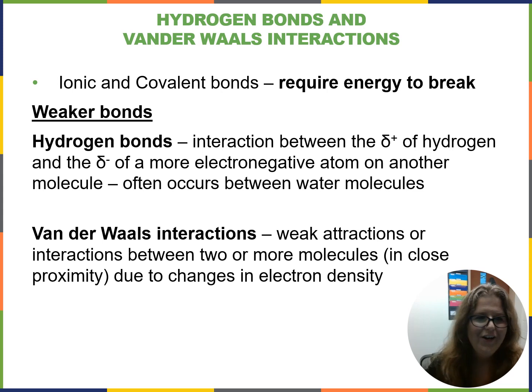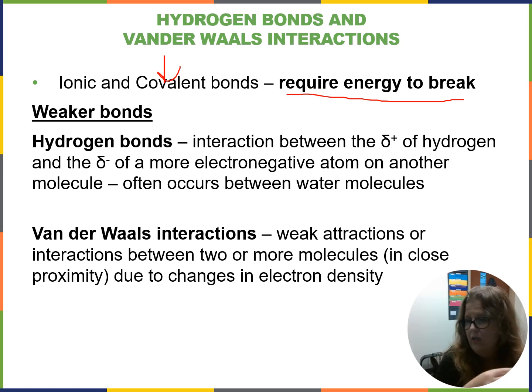So ionic and covalent bonds require energy to break. They are strong, and covalent is even stronger, but the weaker bonds are the hydrogen bonds and the van der Waals interactions. The hydrogen bonds are the interaction between a positive hydrogen and the negative of another atom on another molecule. It tends to be oxygen, nitrogen, or fluorine. There are certain ones that interact more.